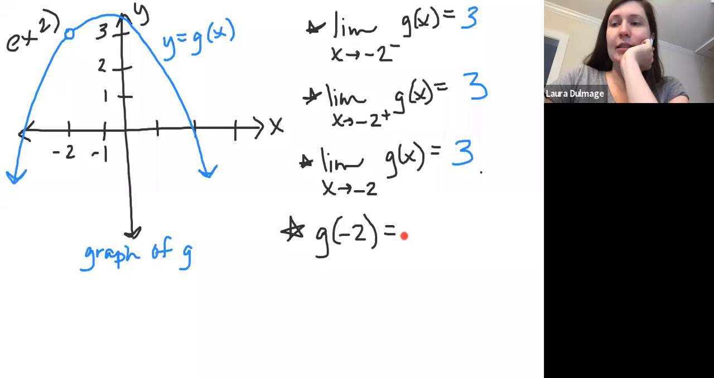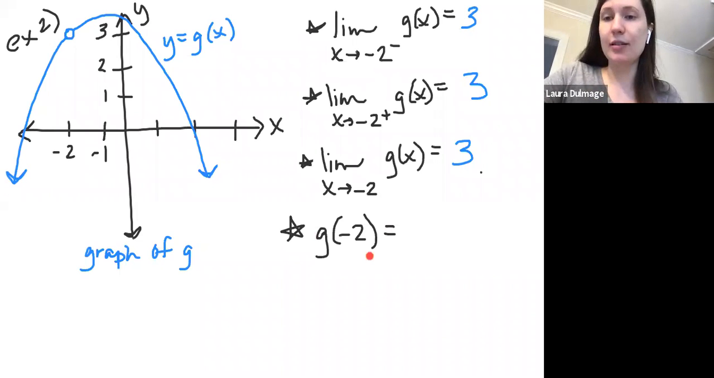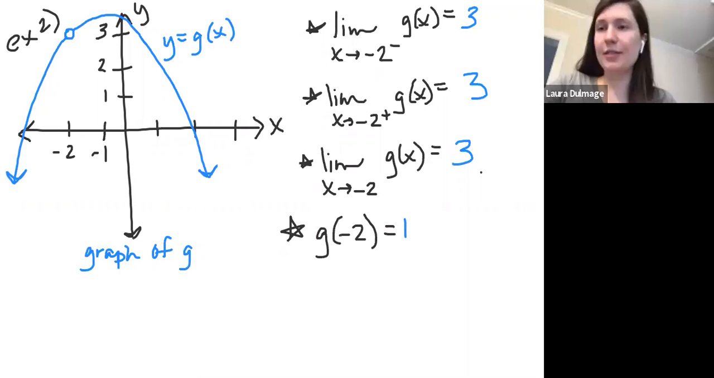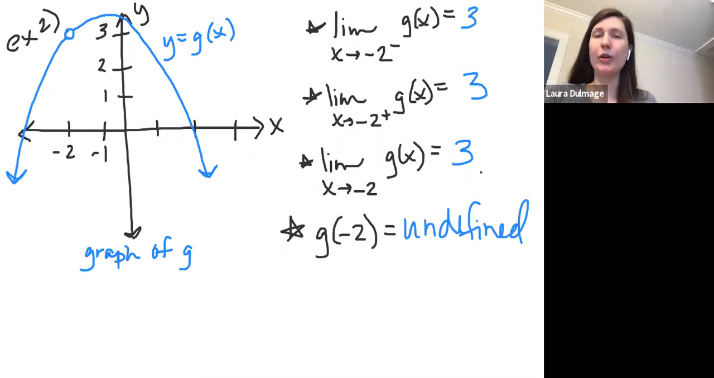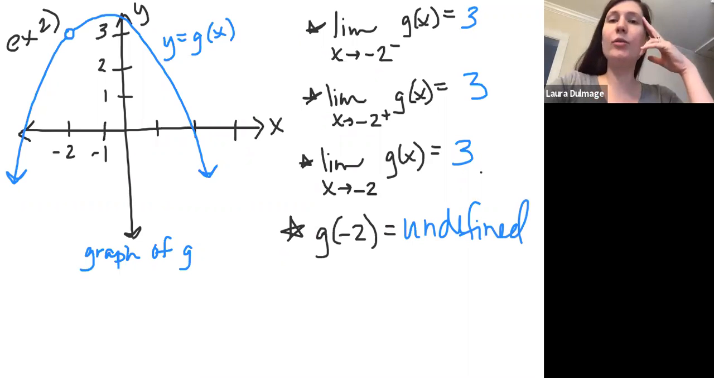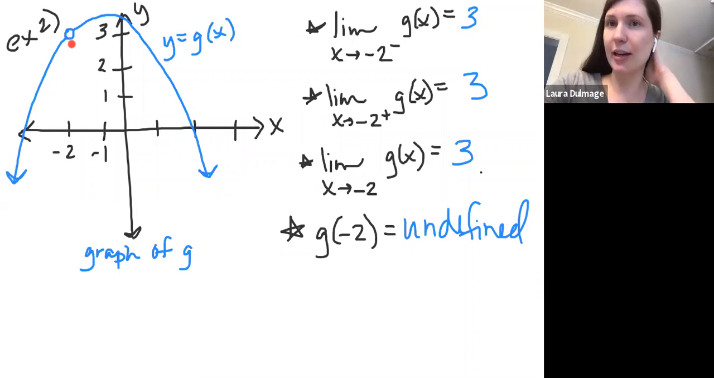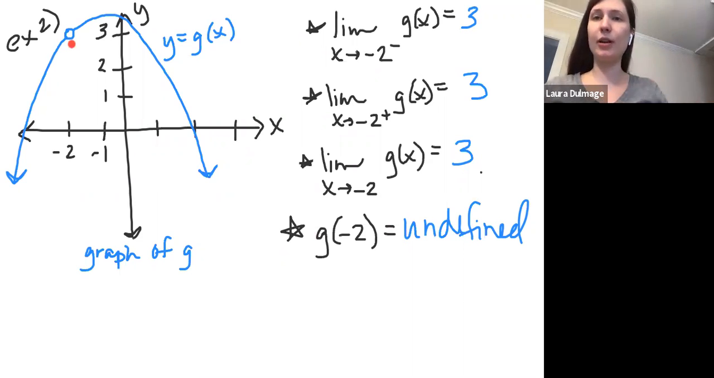And let's see. Dylan, what did you get for g of -2? Is that undefined? Nice. It is undefined. Great. So we do not have any y value for when x is -2. It's an open dot and there's no closed dot anywhere. So it's undefined. Great. So we're not continuous there, we're discontinuous.